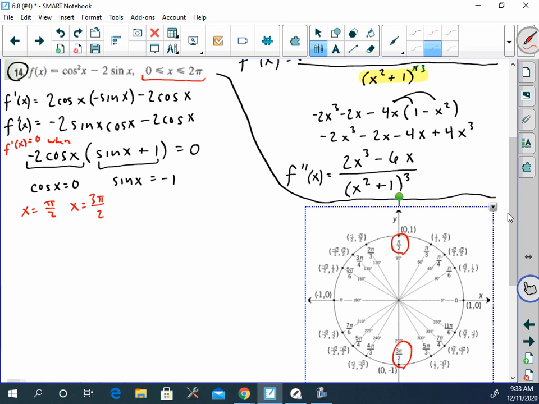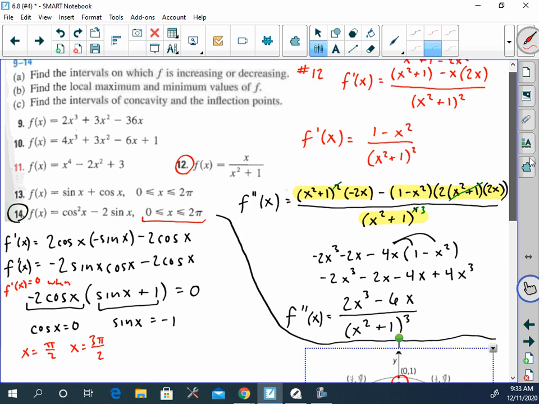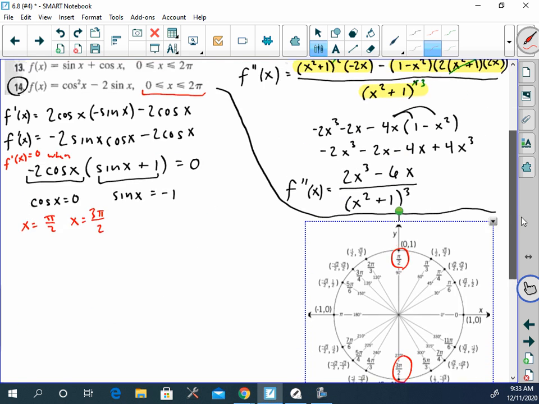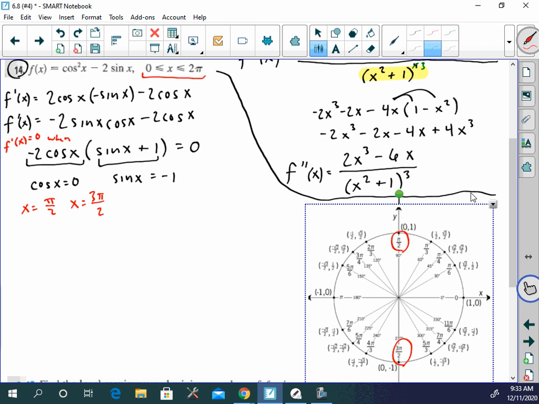All right, now I'm trying to remember what we're doing here. Intervals of increase and decrease. So if we're doing intervals of increase or decrease, what are we going to do next? You put a number line? Yeah, the number line, right? So we're going to go ahead and do our number line. And we're really only going from 0 to 2 pi, and these are the spots that we have to cut them at here as pi over 2 and 3 pi over 2.